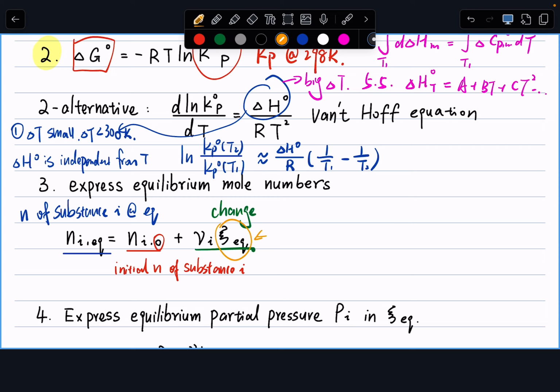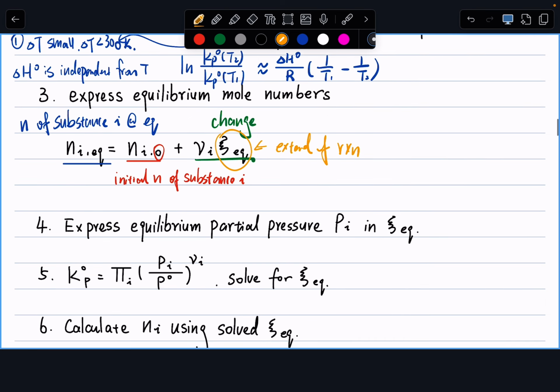And this one, again, is our extent of reaction at equilibrium. With the number of moles of each species, we'll be able to express the equilibrium partial pressure, P_i, as a function of your extent of reaction, xi.